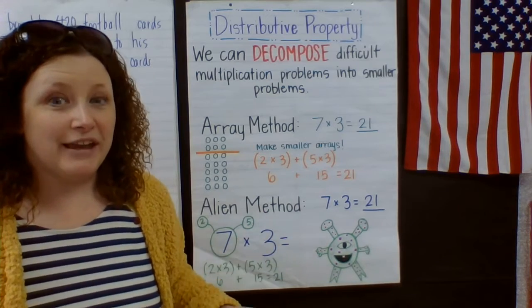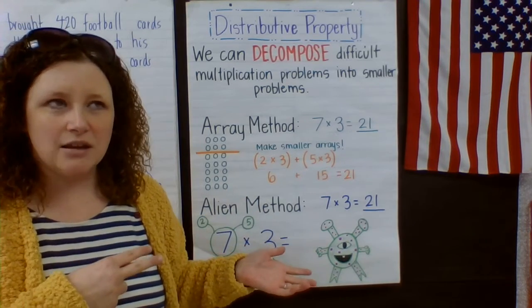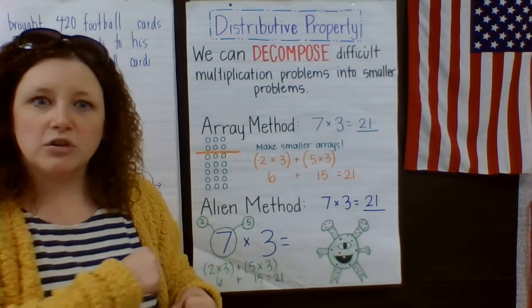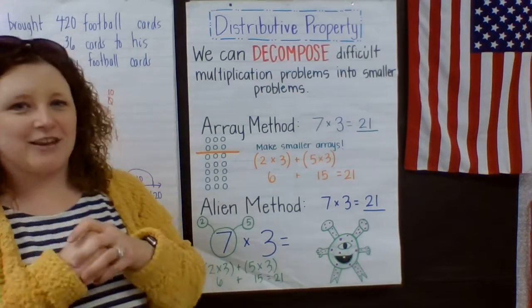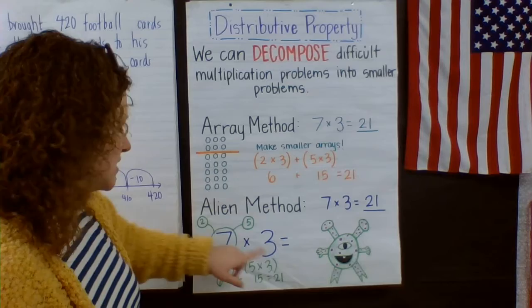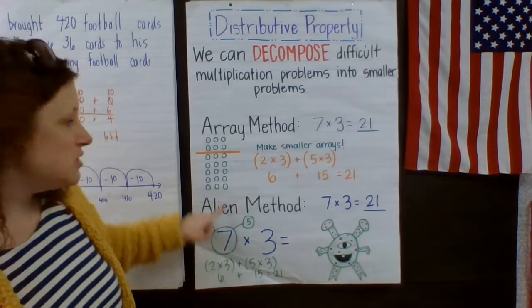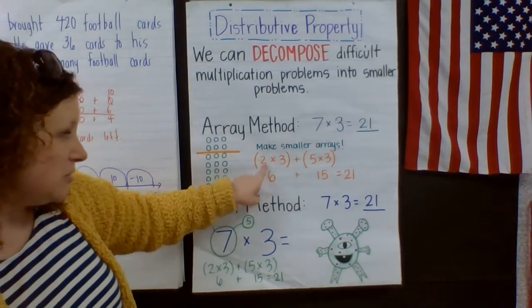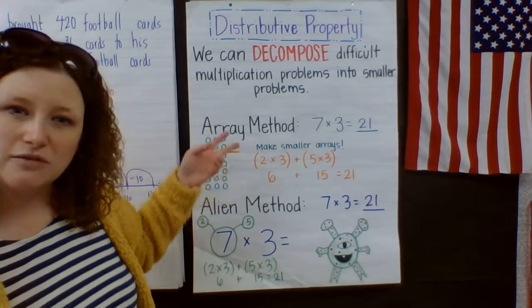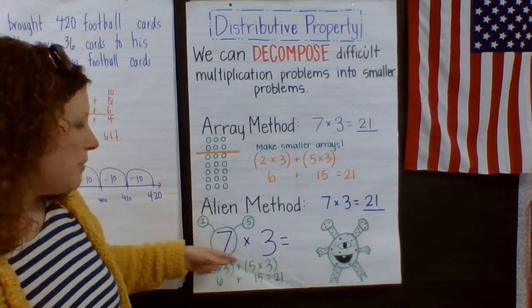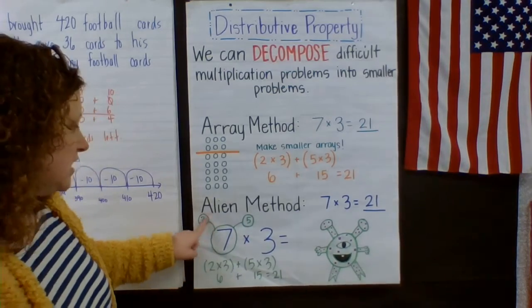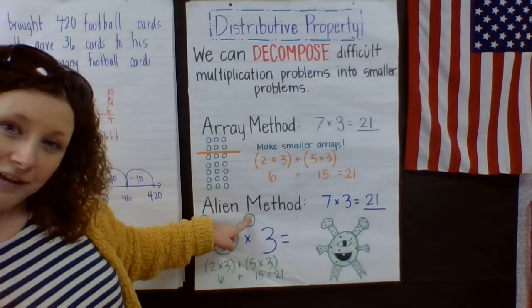But then Tuesday, yes, I think it was Tuesday, we learned the alien method, and you guys really liked this one. And this is where we think about that number 7 that we split up here. We split the 7 up into a 2 and a 5. Well, instead of drawing all those circles, I can just draw my number bond, and I drew him upside down so he looked like a cute little alien.